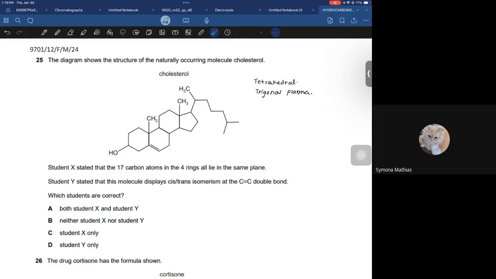So what do you think? Do they all lie in the same plane, yes or no? No. So it's B? Exactly, this is B. So you can get an idea of what their difficulty level is, so you have to think accordingly.